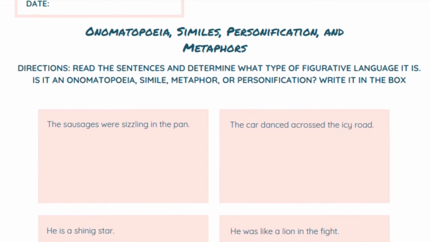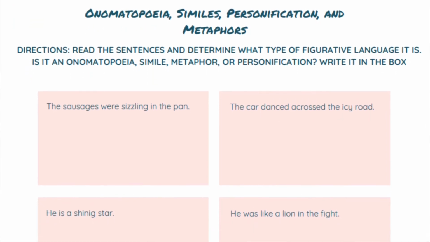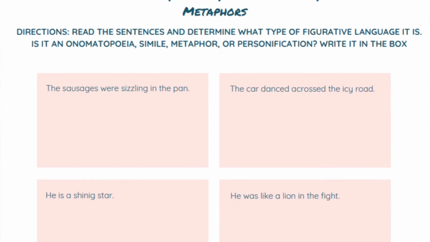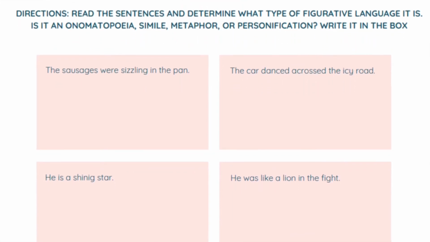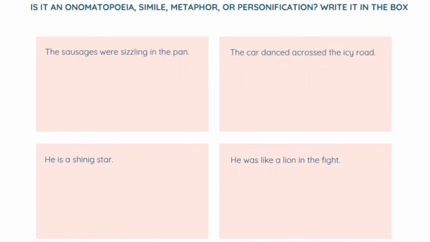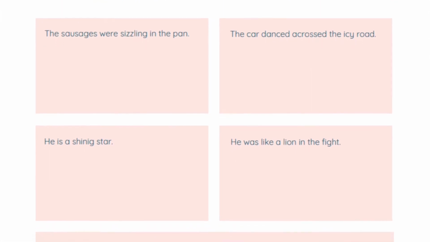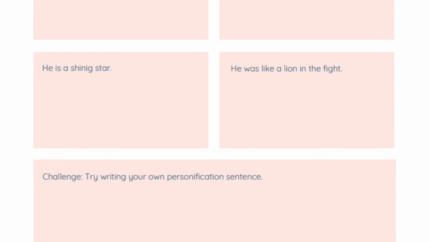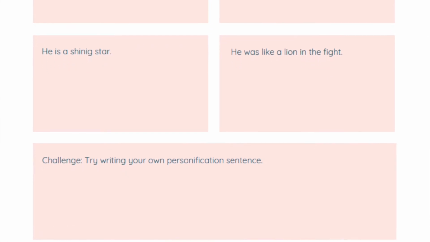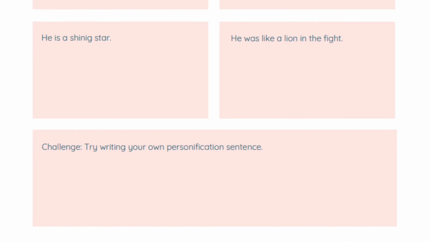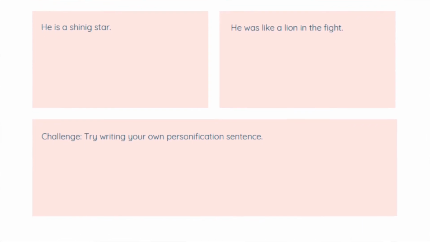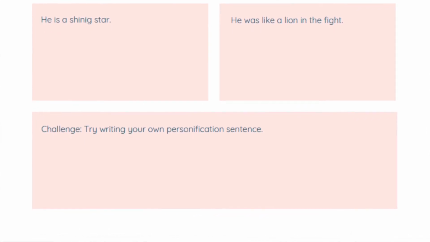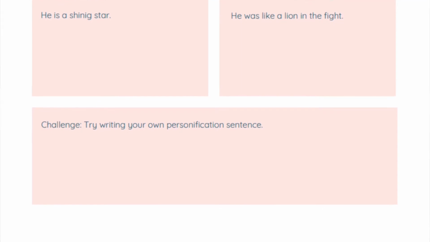So our 4 sentences are: The sausages were sizzling in the pan. The car danced across the icy road. He is a shining star. He was like a lion in the fight. So those are the 4 that you need to determine what type of figurative language it is. It's one of those 4 that are listed in the directions. And I also challenge you, try to write your own personification sentence. Write a sentence and add personification, figurative language, into your sentence.